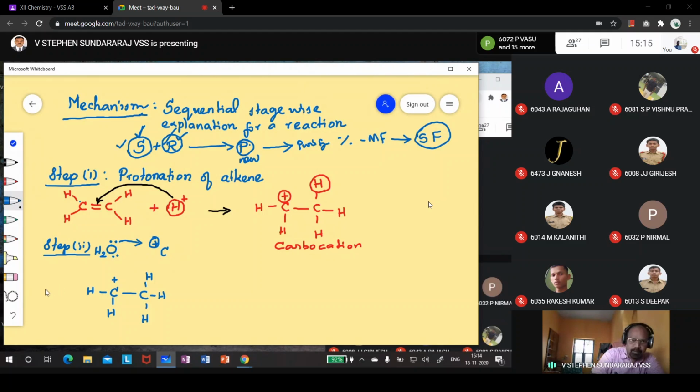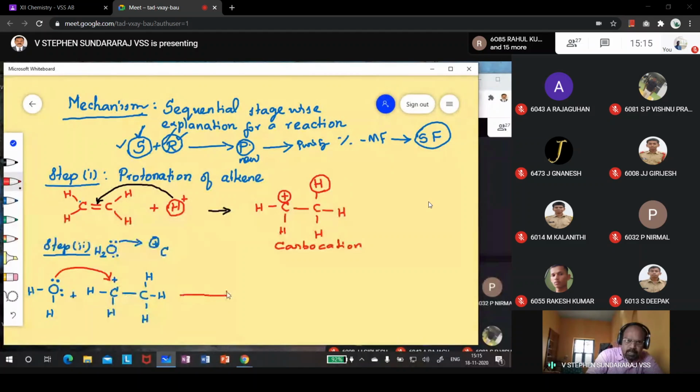Okay, so now on this side I am writing OH. This water molecule will have 2. So now I am using this, right? This will attack this.